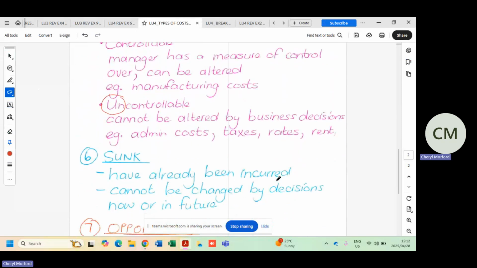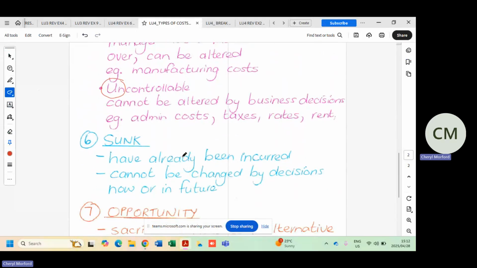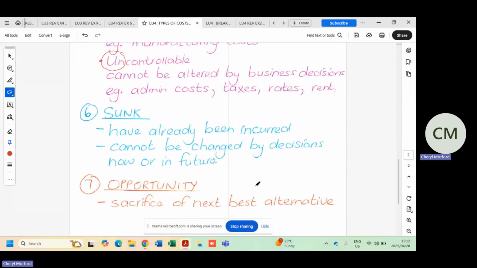Then, two more kinds. What then is a sunk cost? Right. So it is one that has already been incurred. So it is a past or a historical cost. So any decision that you make now or in the future will not have any bearing on this particular kind of a cost. Finally, we have opportunity cost, once again referring back to economics, the sacrifice of the next best alternative whenever a choice is made.